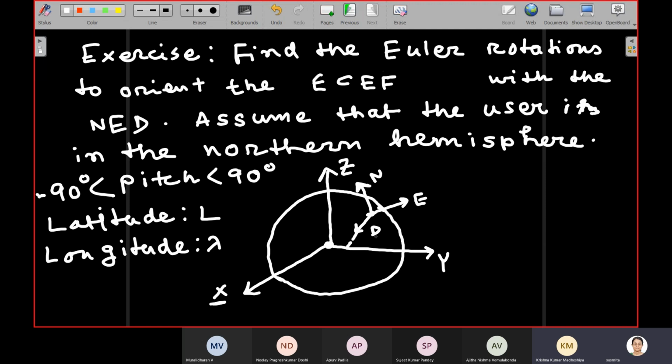Do not worry about the locations of the origin, okay? You just need to align the axes. So what you can do is apply the rotation in such a way that the axes are aligned. X will be pointed along north. So you just think of the orientation.